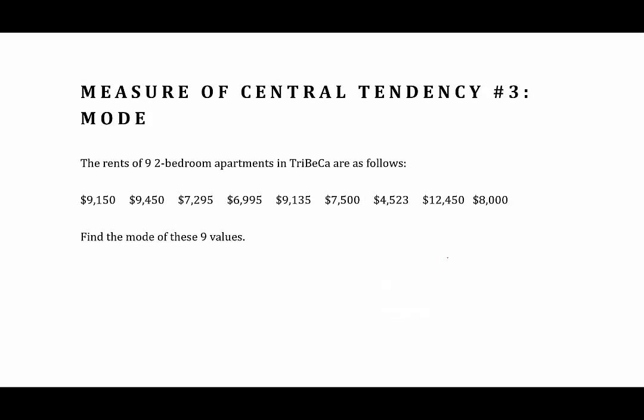So nothing stands out. Going back to our 9 apartments in Tribeca, these were in order. It might be helpful to use the median, but even looking at these, no value repeats. We get some that are pretty close, but none repeats. So we would say these 9 values have no mode, and that's okay. We don't have a mode.